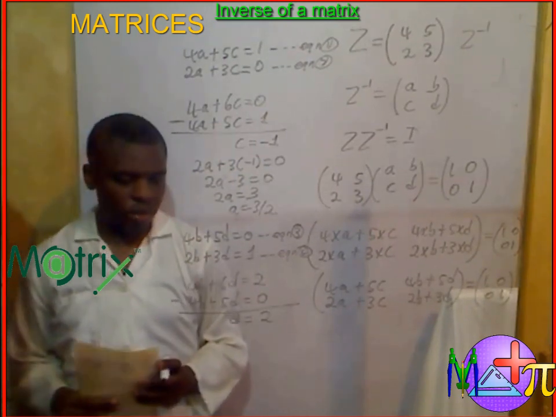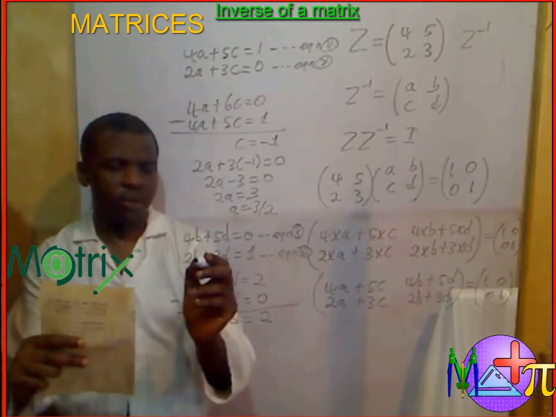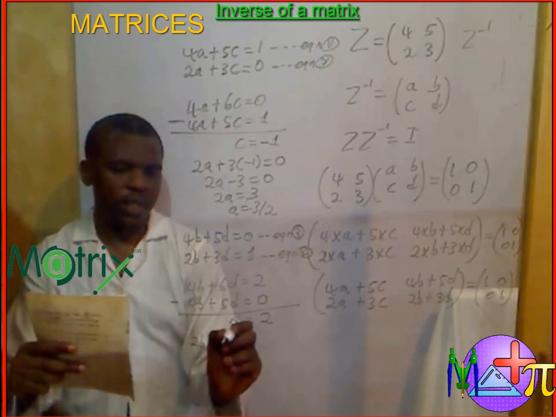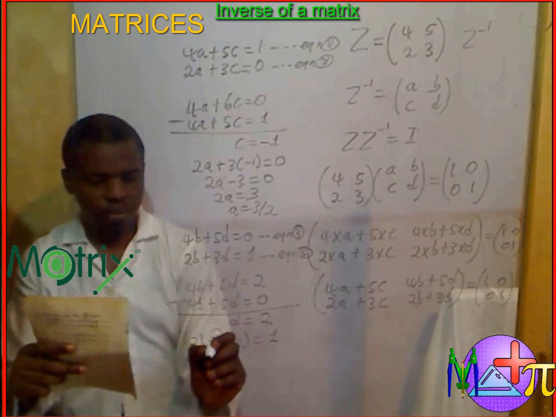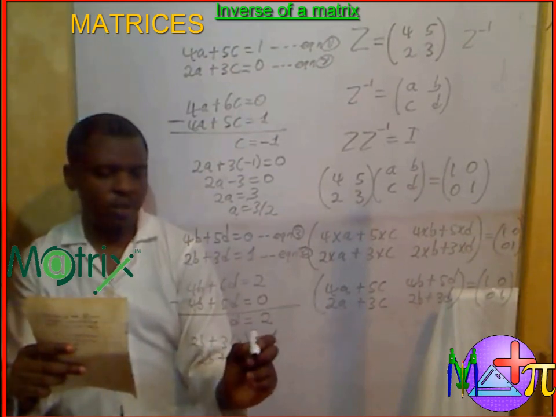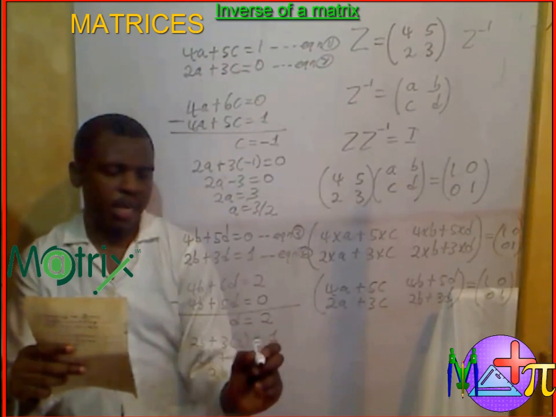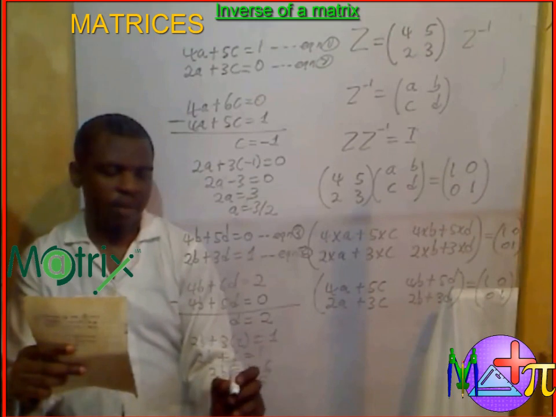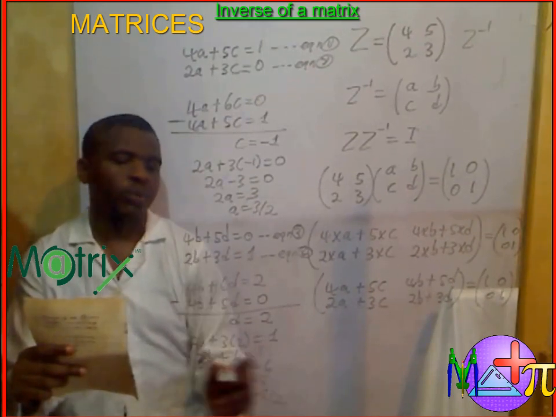So I substitute into any of the equations to get B. Let me use this equation here. I'll have 2B plus 3 times 2 is equal to 1. 2B plus 6 is equal to 1. 2B is equal to 1 minus 6. 2B is equal to minus 5. I divide both sides by 2. B is equal to minus 5 all over 2.